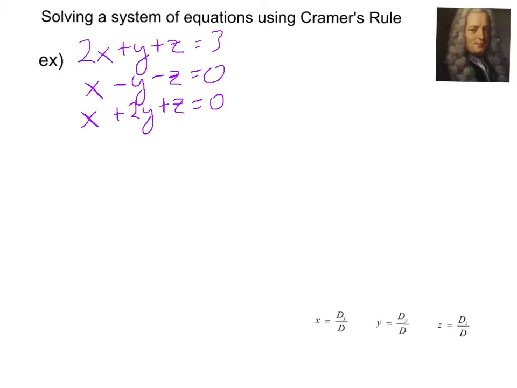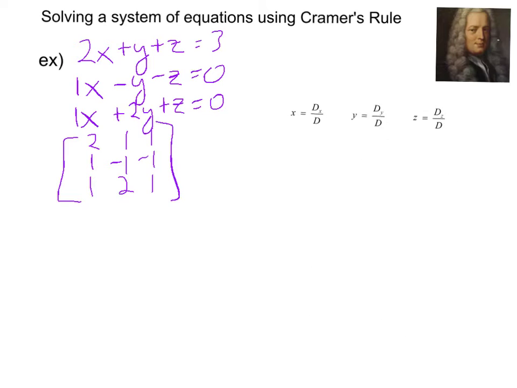Okay. Well, first, we have to come up with the matrix here. Remember, it's always the coefficients. The x column is here, so we have a 2, 1, 1. Don't forget it's a 1 if you don't see it. Our y column would have a 1, a -1, and a 2. And our z column has a 1, a -1, and a +1. That's the coefficient matrix. We're going to find the determinant of that, and that is the denominator, the big D.